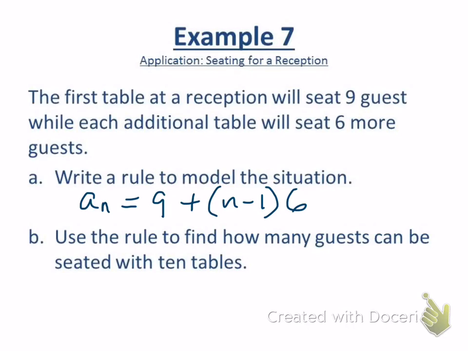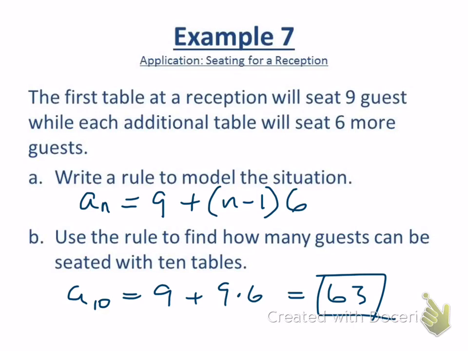Use the rule to see how many 10 tables will seat. That's 9 plus 10 minus 1 is 9 times 6. That's 63 people. What? All right? You good, Charlie?